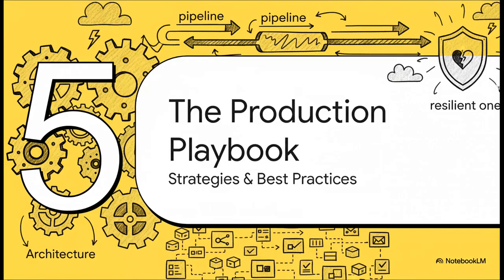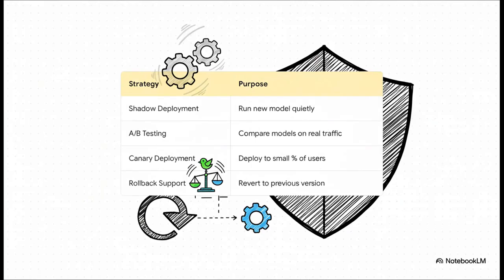And now for our last section, the production playbook. Because look, knowing the architecture and the tools is one thing, but successfully running a CD pipeline in a live, high-stakes environment, that's another beast entirely. Let's talk about the strategies and best practices that make the difference between a fragile pipeline and a truly resilient one. Okay, the number one rule is this: never, ever replace a production model blindly.